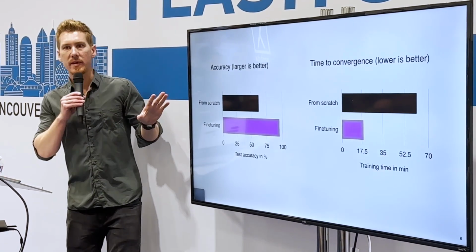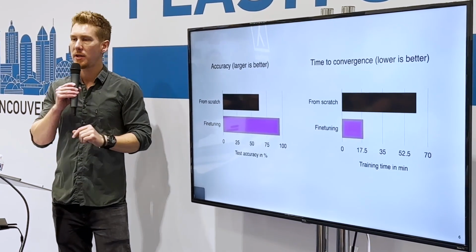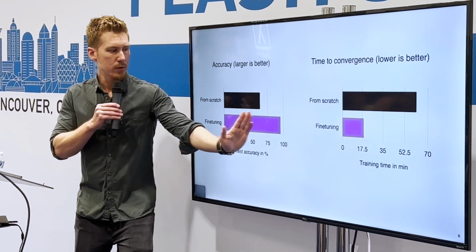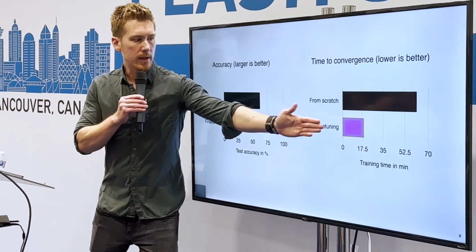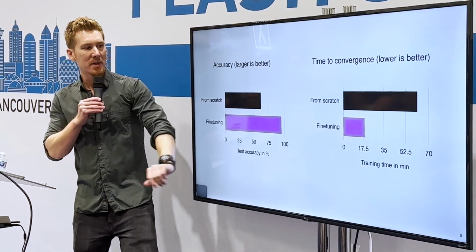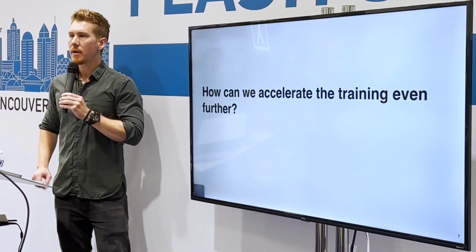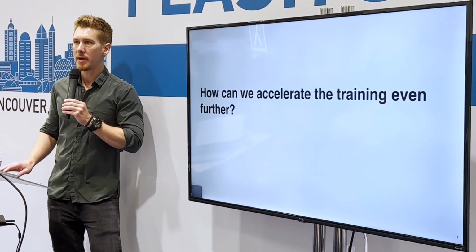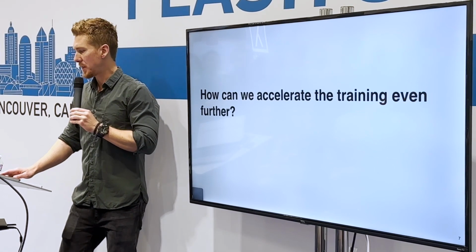Here's the same thing I just compared, in a prettier format. On the left-hand side, we see that fine-tuning is better than training from scratch in terms of accuracy, and it cuts down the training time by a lot. Here, larger is better, and here, smaller is better. Now the question is, how can we accelerate that even further without having to put too much effort into changing our code?